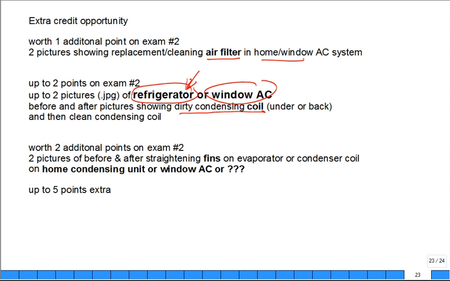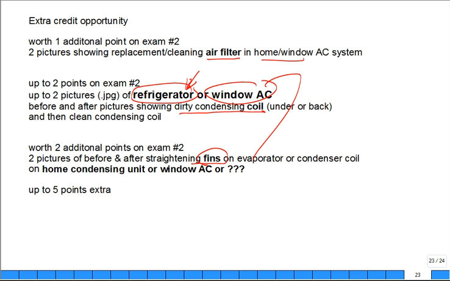Got it? Then the last, a little harder, is if you have a window unit or you have an outdoor unit and you look at those fins and every time a ball hit them, some kid swiped something across it, hail damage, get in and straighten those fins. And prove to me you straightened the fins. Be very careful there. Don't go poking holes. Got it?